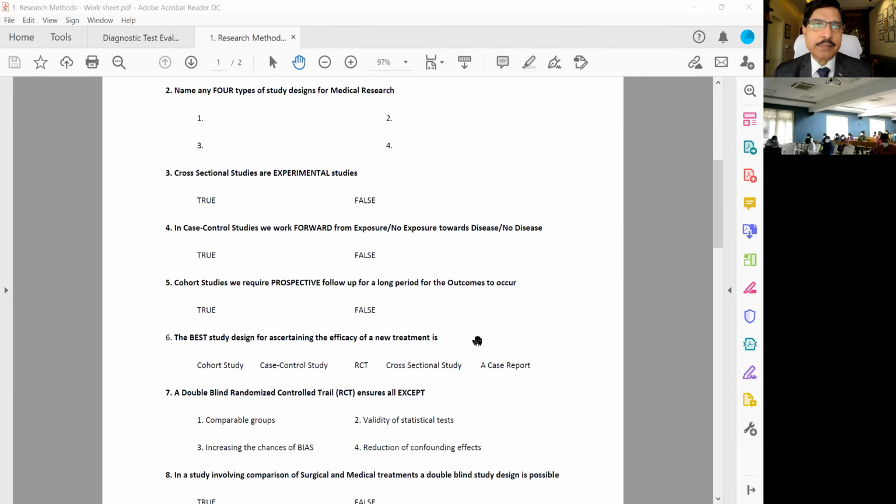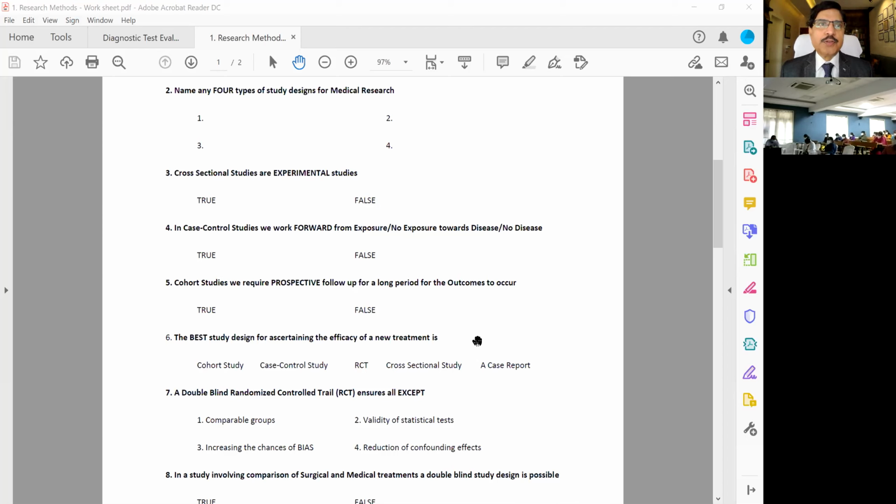control and the cohort. Descriptive, there is no comparison group. Analytical, we have a comparison group. Analytical means always you have a comparison group. There will be cases and controls, or there will be people who are exposed or unexposed. If you start with exposed and unexposed and look for the outcome in future, it is a prospective study. If you start with the disease already occurred and without disease, with and without disease, and look back behind, that is a case control study.